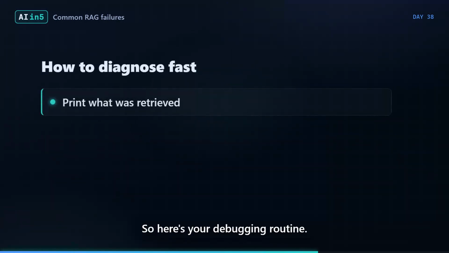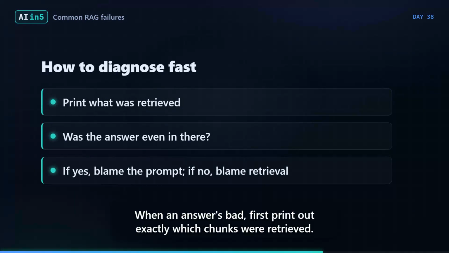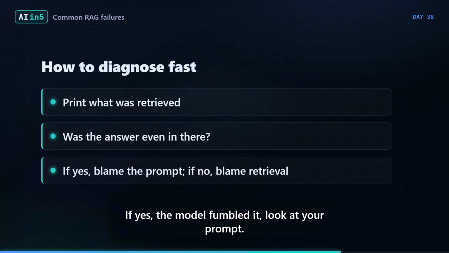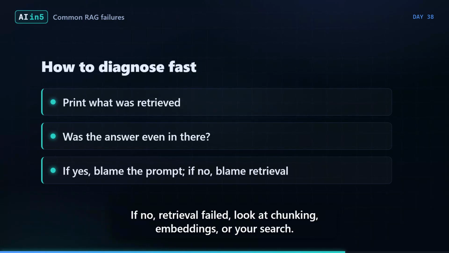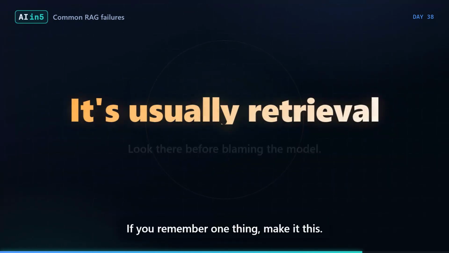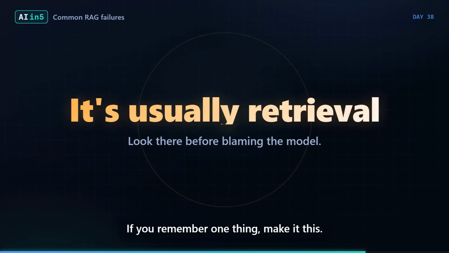So here's your debugging routine. When an answer's bad, first print out exactly which chunks were retrieved. Then ask one question. Was the correct answer actually sitting in those chunks? If yes, the model fumbled it. Look at your prompt. If no, retrieval failed. Look at chunking, embeddings, or your search. That single fork instantly cuts your problem in half and points you to the real fix.